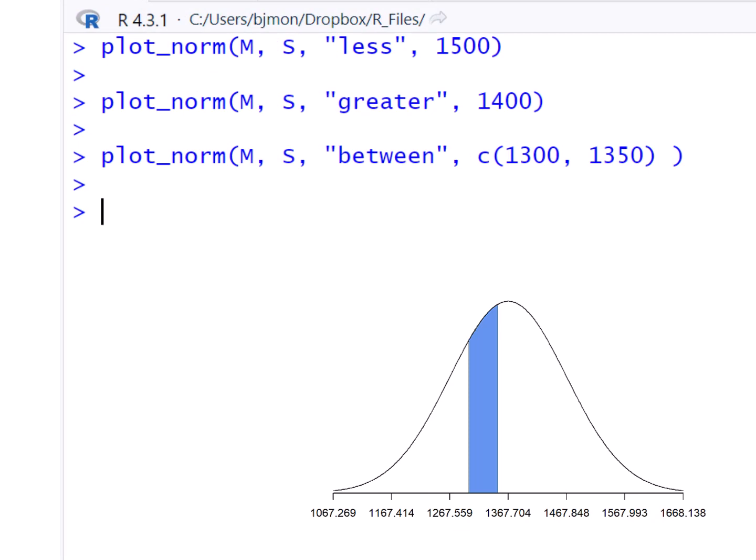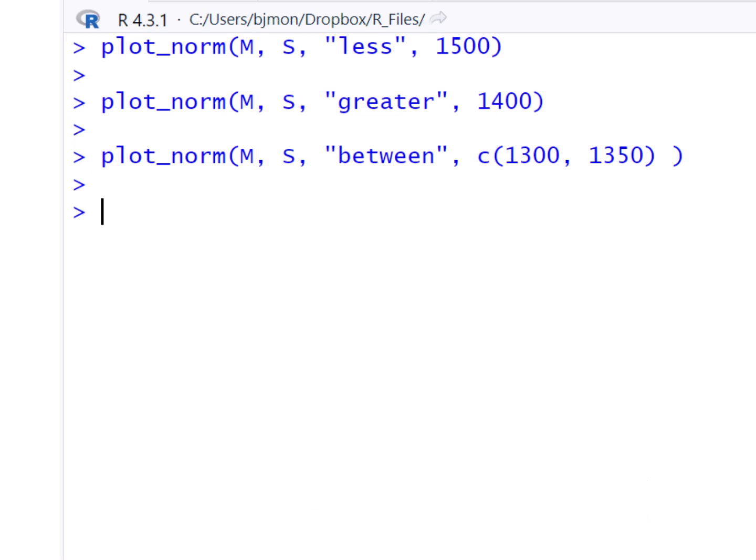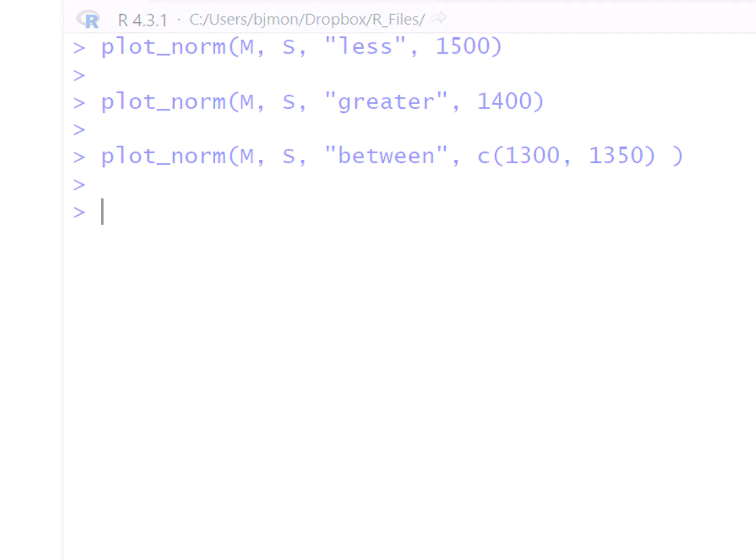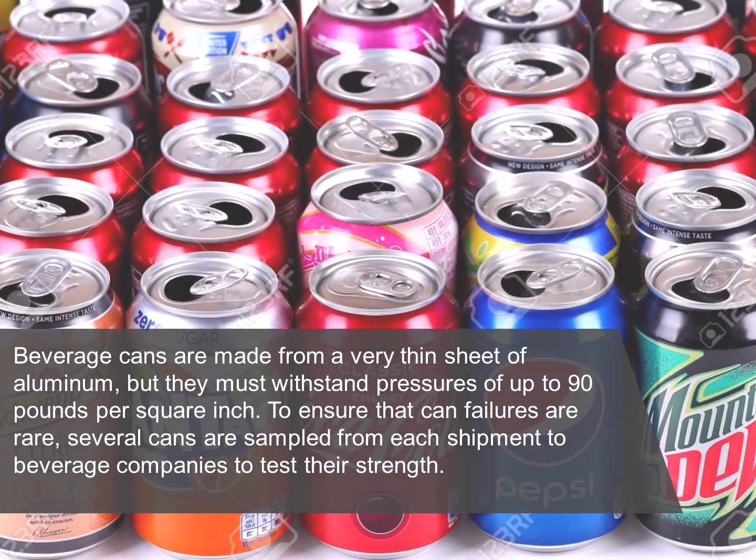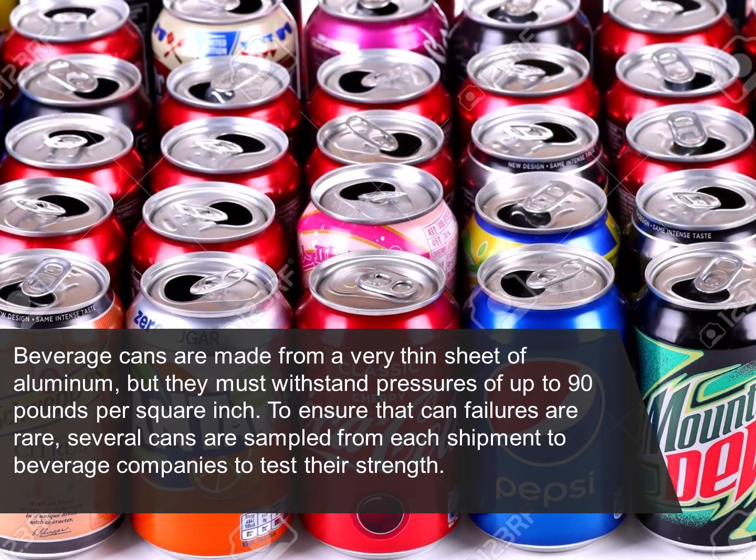Okay, let's consider a real-world scenario where we are using normal distributions. Beverage cans are made from a very thin sheet of aluminum, but they must withstand pressures of up to 90 pounds per square inch, which is about 3 times the pressure in an automobile tire.